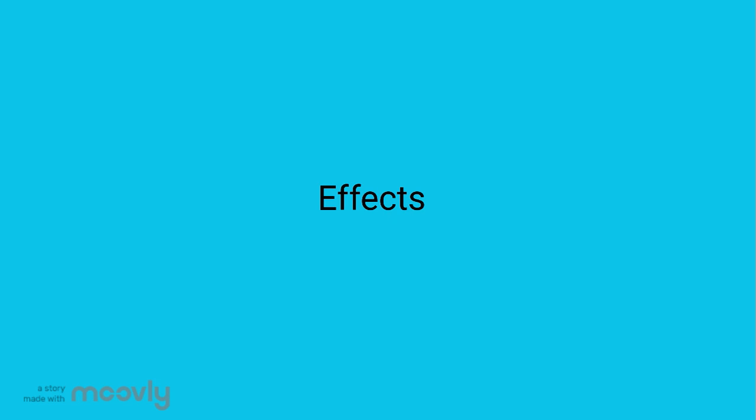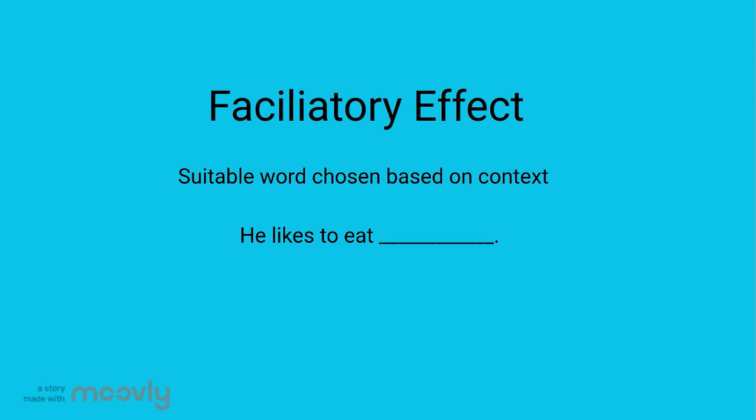So now let's talk about the effects that actually play a role in priming. So there is facilitatory, attentional, proportional, and inhibitory. So the facilitatory effect is when a suitable word is chosen based on context. For example, you say he likes to eat blank. So you say he likes to eat food, or he likes to eat noodles. You don't say he likes to eat cars, or you don't say that he likes to eat books.